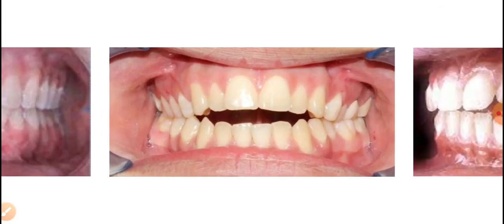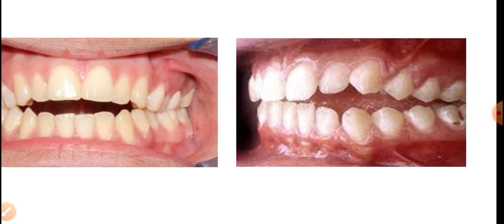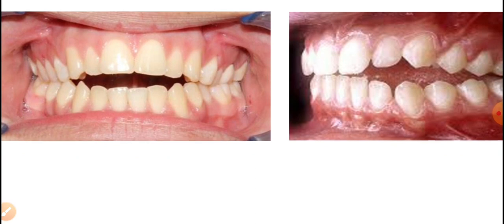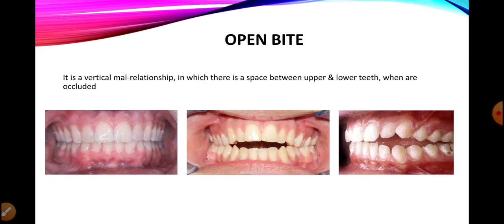Whereas here in this picture, we can see that there is a lack of the vertical overlap. Similarly, we can see a lack of the vertical overlap here as well, and this lack is in this vertical dimension. Therefore, whenever there is a lack of vertical overlap between the upper and the lower dentition, particularly when the teeth are occluded, then we call it open bite.